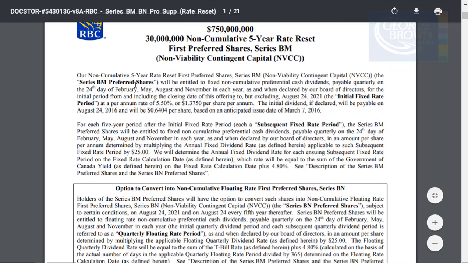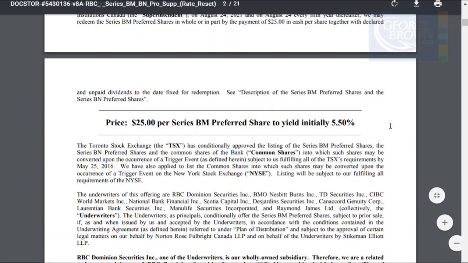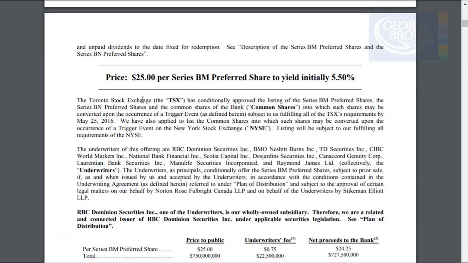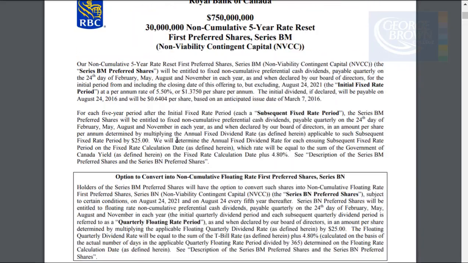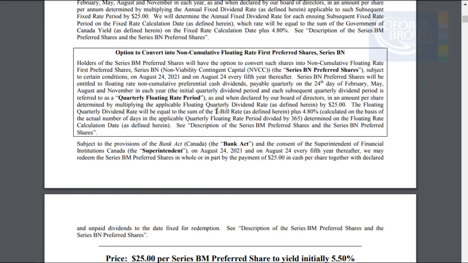Okay, so that's showing a non-cumulative 5-year rate reset preferred share was issued, and so that's got some different types of features, and you can see again the price was $25, and it was initially to yield 5.5%, and it was going to be traded on the Toronto Stock Exchange. And it also says here, let's just look at what that feature is in terms of the 5-year rate reset.